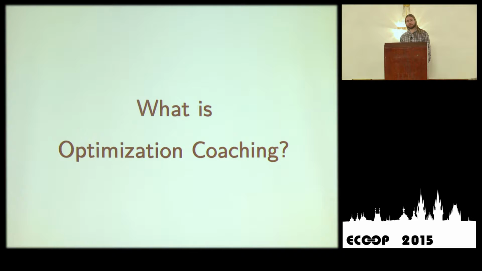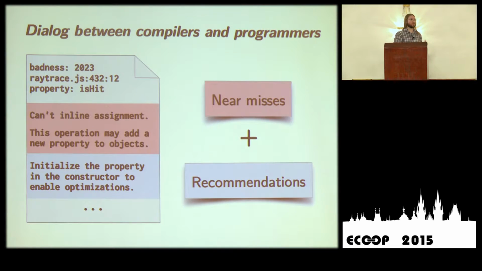So let's first start by telling you what optimization coaching is. At its core, optimization coaching is a form of dialogue between compilers and programmers, by which compilers provide feedback to programmers about the performance of their programs, specifically about how well their programs are being optimized. And the most important piece of information that's being carried in this dialogue is what we call optimization near misses. That is, optimizations that the optimizer did not apply to the program, but could have, had the program been slightly different in a way that would have made the compiler's job easier.